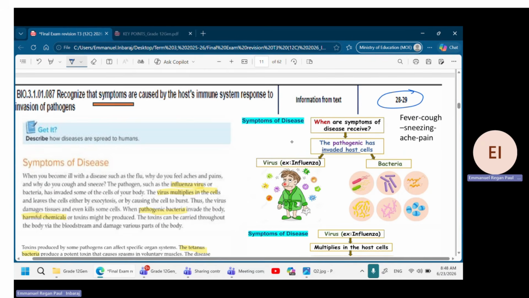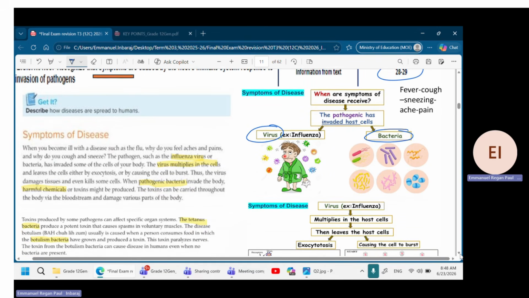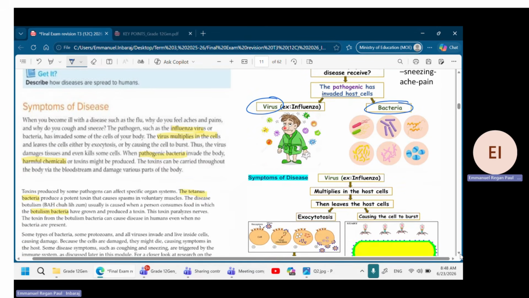So what do you need to learn in this? They're asking about the symptoms. So here what you have to do: the disease can spread through virus. The disease can spread through bacteria, or even protozoans, many things. But we are only concentrating on these two, virus and bacteria.